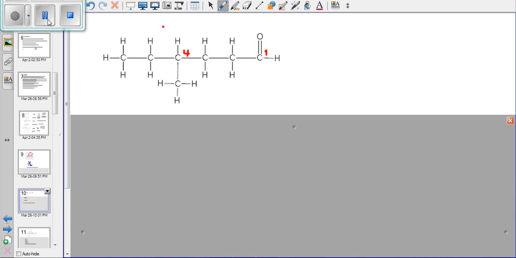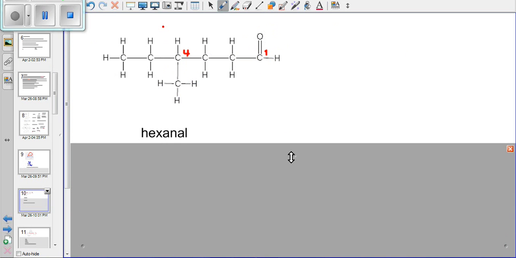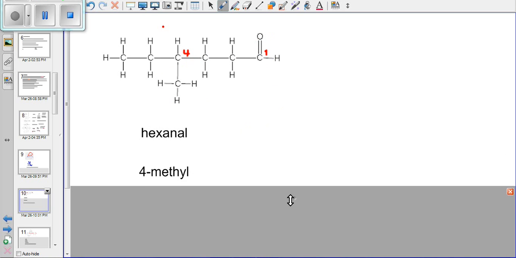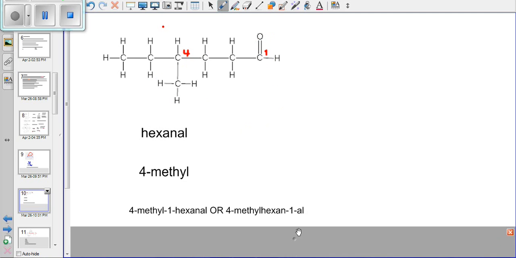That gives us the name hex. On the fourth carbon we have a CH3, which is your methyl attachment, and on the first carbon we've got a carbonyl attachment, and because it's at the end it makes it an aldehyde. So let's see what we have. We've got hexanal, and we've got 4-methyl. The aldehyde is on the first carbon, so it's hexan-1-al, and with our 4-methyl attachment, this is how we'll name it: 4-methyl-1-hexanal, or 4-methylhexan-1-al.